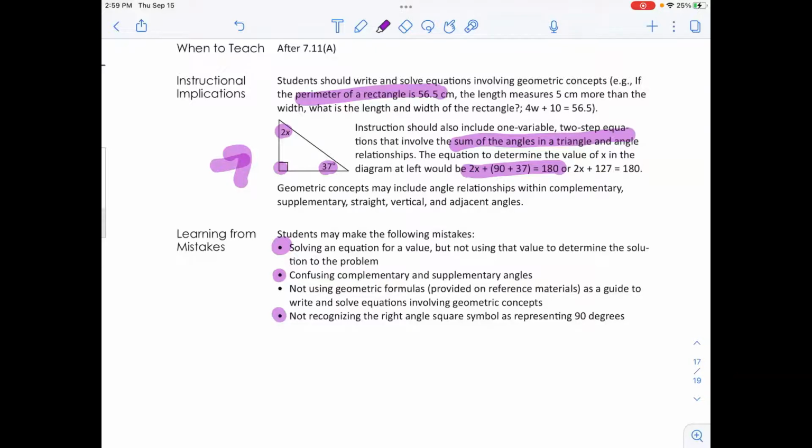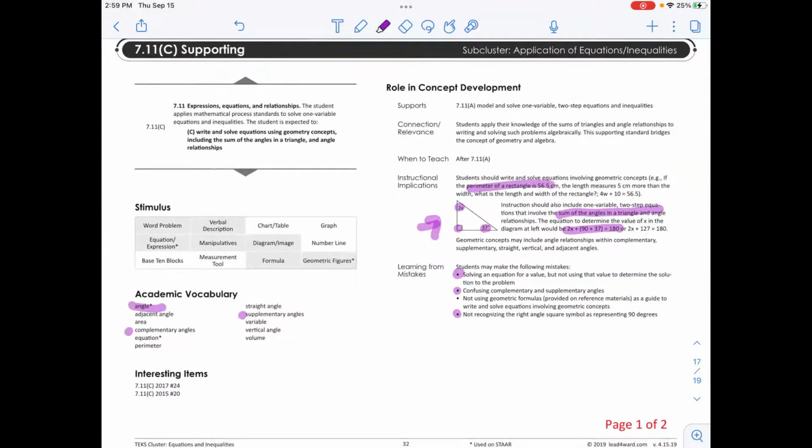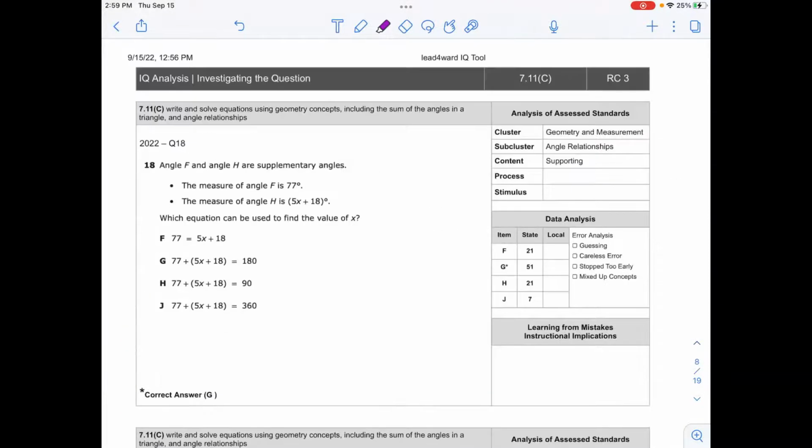Let's look at some of the STAAR items. There's about, like I said, 1 question each year. So there was one in 2022. In 2022, they said angle F and H are supplementary angles. And so yay, now they use the word supplementary. Students need to know that supplementary angles are 2 angles whose measures sum to 180.